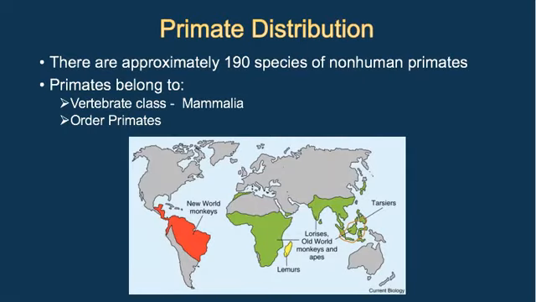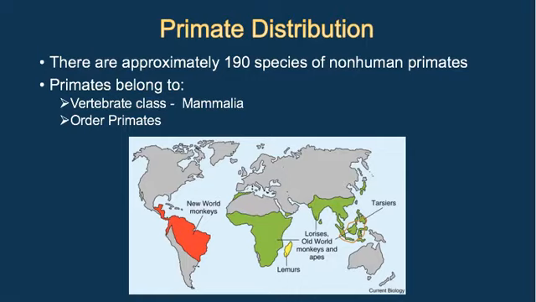So as it says here, there are approximately 190 species of non-human primates. As far as taxonomy goes, primates belong to the vertebrate class Mammalia, so we are mammals. And within mammals, we are members of the order Primates. So if you look at the map on the screen here, you can see the distribution of monkeys, apes, lemurs, lorises, etc., all of the primates.